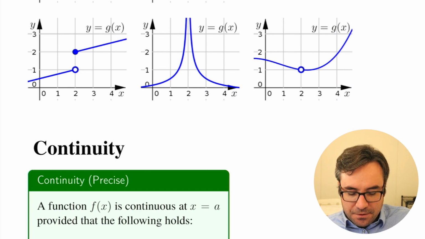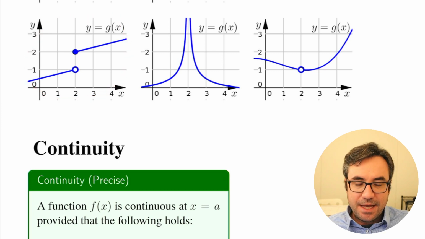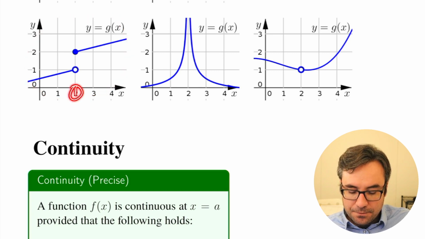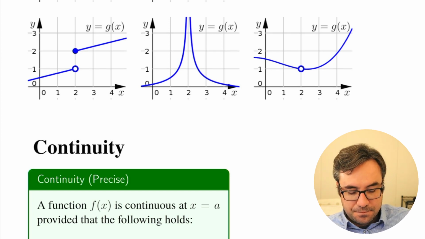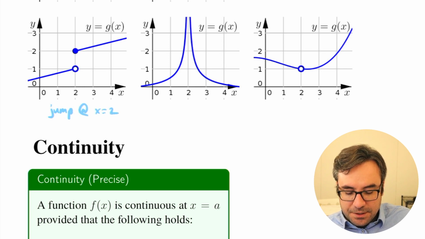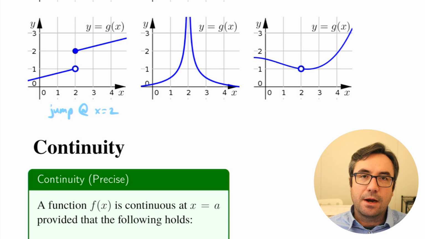In this first one down here, right at x equals 2, if we read up, we see that there's a jump in the graph. So here, there's a jump at x equals 2. If we go a little bit to the left of 2, we're down here. And then if we go a little bit to the right, we're way up there. So there's a jump in the graph.